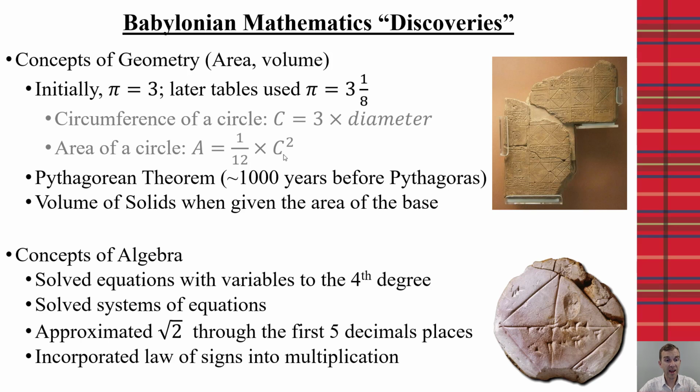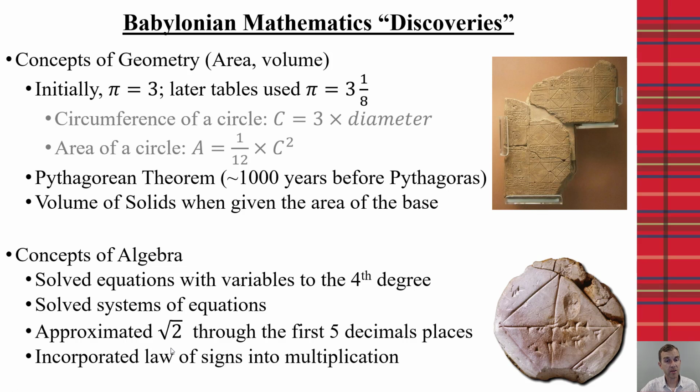Now, within algebra, they could solve many different forms of equations. They could do variables up to the fourth degree, systems of equations, and even calculate square roots such as the square root of 2 up to 5 decimal places. They also could use the law of signs within their multiplication. And if you look at this tablet, this is representing the concept of this square root of 2.